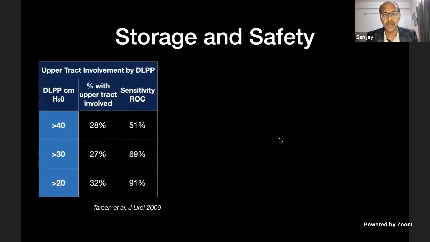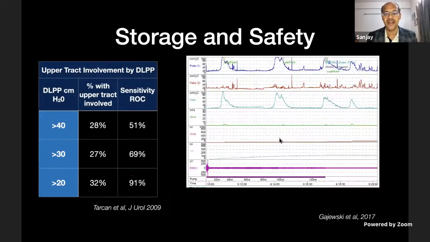Now, there were some thoughts that a pressure of 40 centimeters is a cutoff for what's safe. Please banish that thought. We know that pressures much lesser than 40 may not be safe. Any pressure above 20 should not be accepted. That doesn't mean that a pressure of 10 is safe, and I just showed you in that patient, the case that we showed two slides earlier. A low pressure doesn't imply safety, but a high pressure clearly implies lack of safety, right?